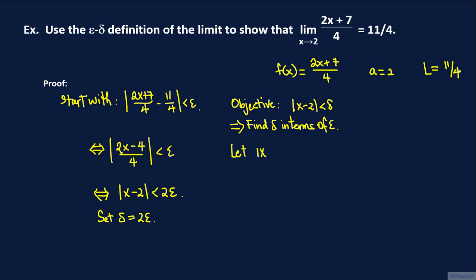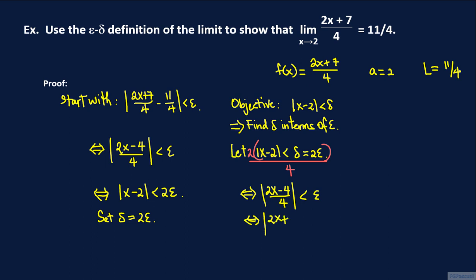Let us suppose that the absolute value of x minus 2 is less than delta, which is equal to 2 epsilon. We multiply the entire inequality by 2, and then divide everything by 4. We get the absolute value of (2x - 4)/4 is less than epsilon. Inside the absolute value, (2x - 4)/4 is equal to (2x + 7)/4 minus 11/4.